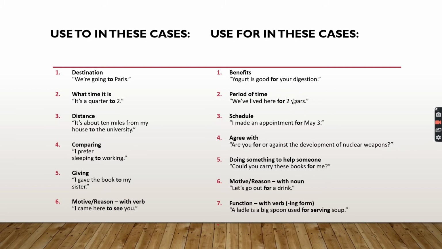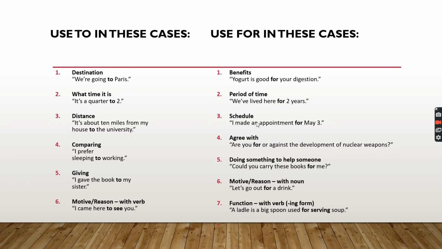Now that we are on period of time, looking at for, I'll quickly tell you the difference between for and since. When you talk about a period of time, for 2 years, you use for. But if you're going to use since, then you're going to talk about a specific time in the past. So then you will say, we have lived here since 2010. So this is how for and since are different. We use for with a period of time and we use since with a specific time in the past. So that is your difference between for and since.